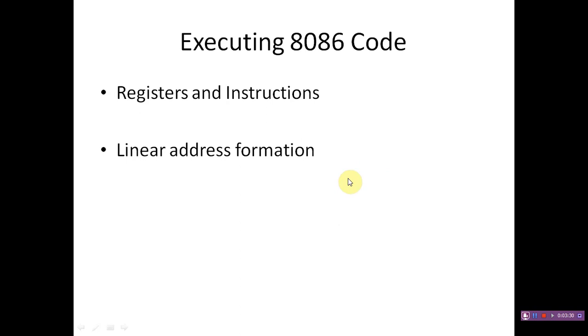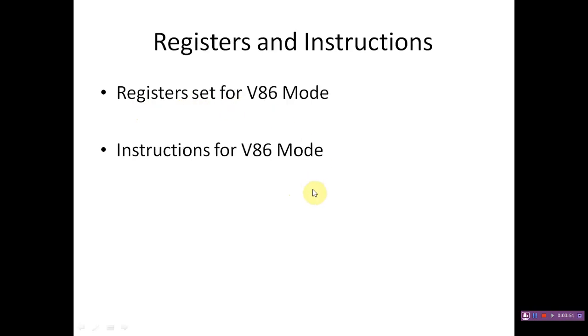Except these two conditions, that is registers and instructions and linear address formation, all others work in V86 mode the same as in protected mode of 80386. So let's see registers and instructions first.